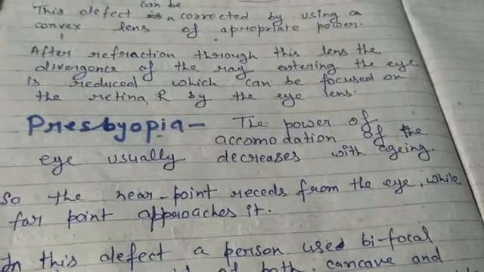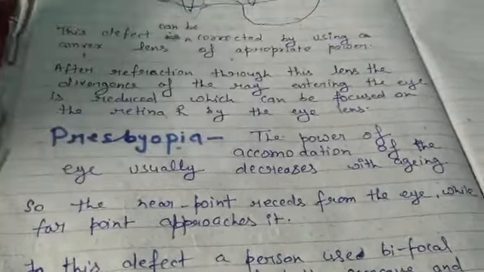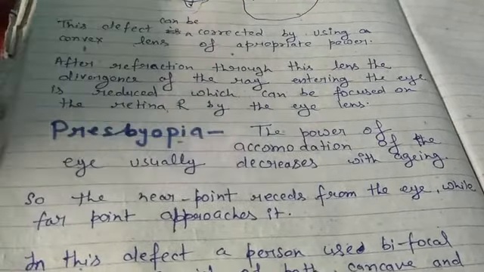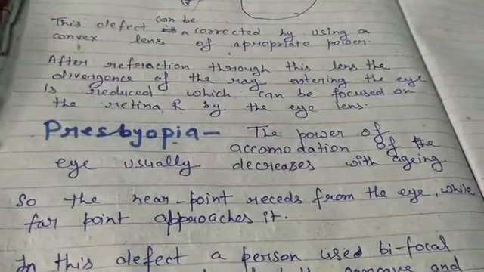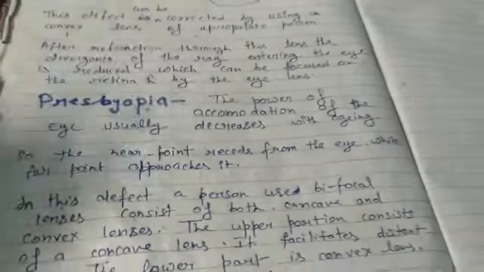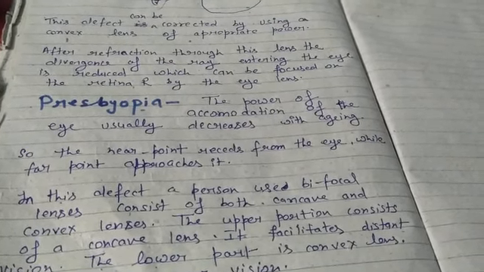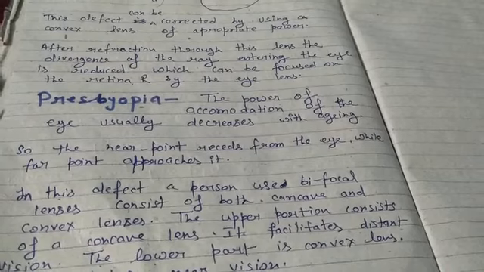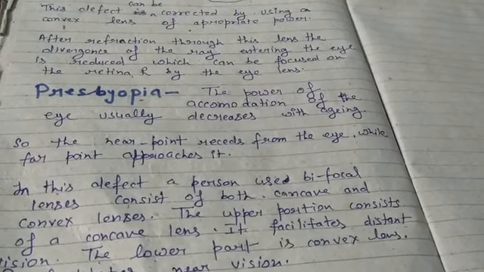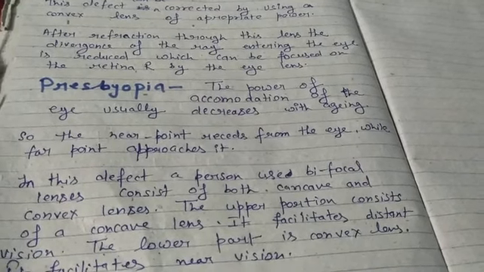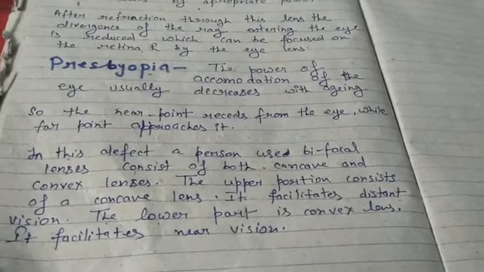The power of accommodation of the eye usually decreases with aging. So the near point recedes from the eye while the far point approaches it. You can see that this is a combination of myopia and hypermetropia. So in this defect, a person uses bifocal lenses consisting of both concave and convex lenses. The upper portion consists of a concave lens. It facilitates distant vision, and the lower part is a convex lens. It facilitates near vision. Thank you.